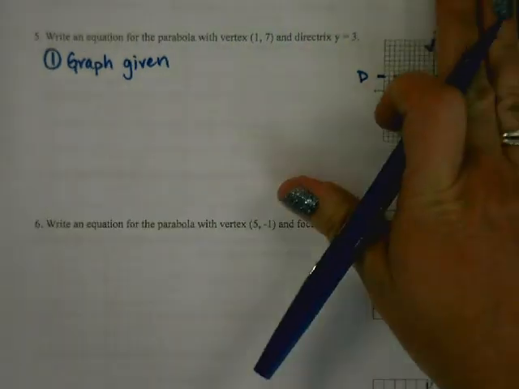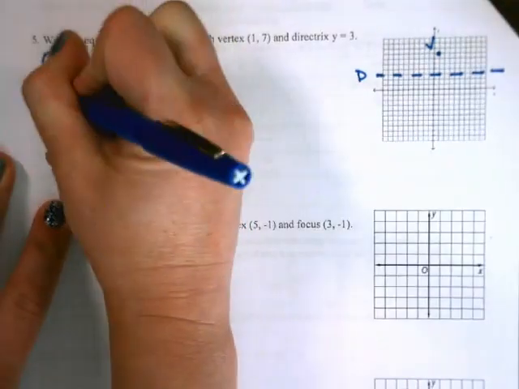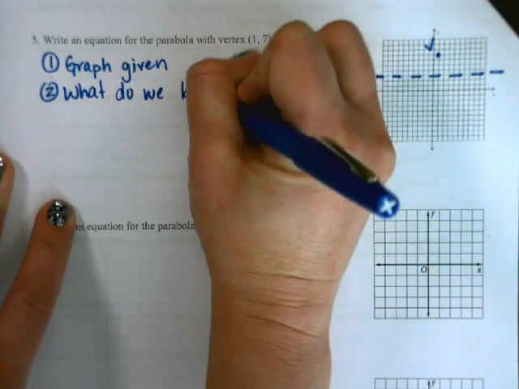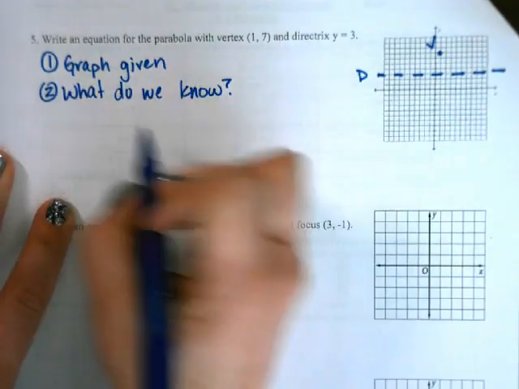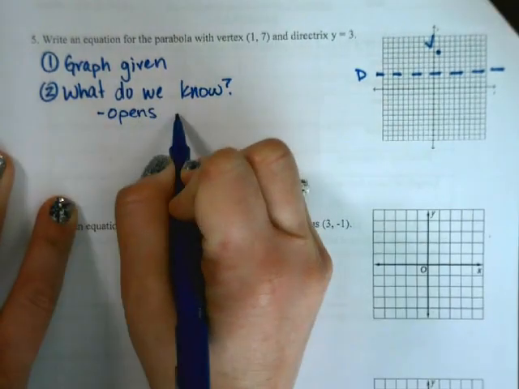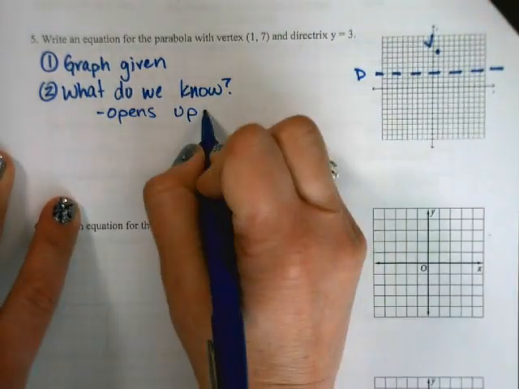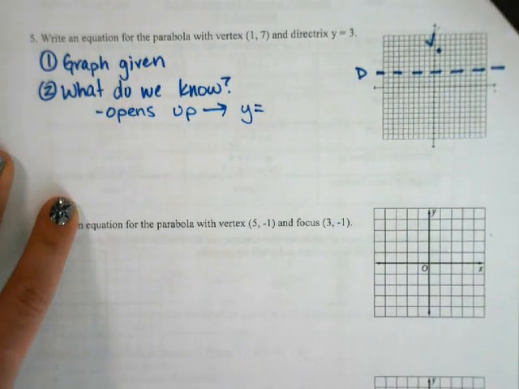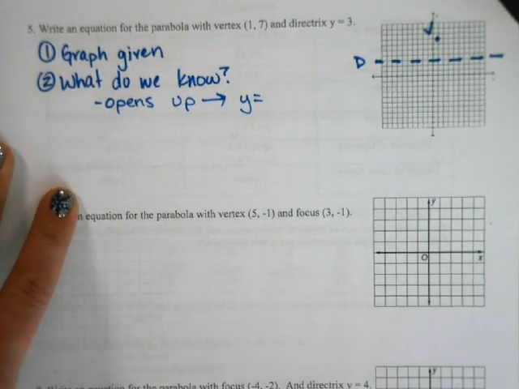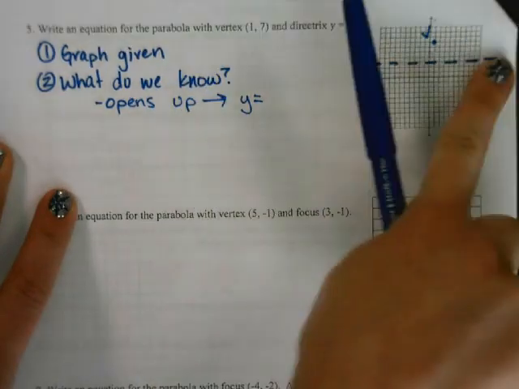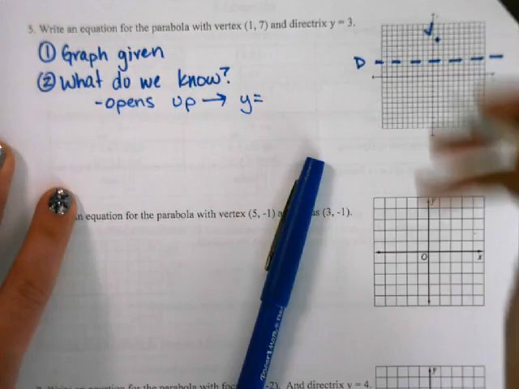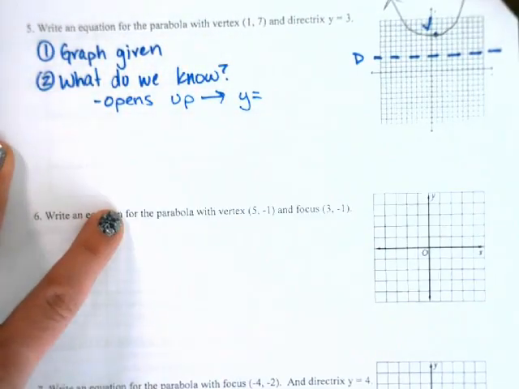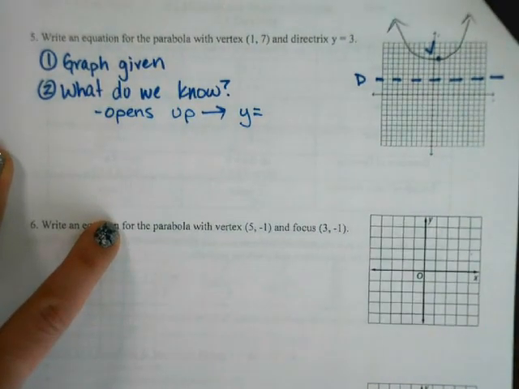Okay, so look at that picture. What do we know? Looking at it, now we know it opens up. And if it opens up, then we know it's a y equals an equation, right? It has to open up because it'll never touch this directrix. So this guy, here's my vertex, he looks something like that. I don't know how fat he is, but something like that, right? He's going to open up because I can't ever touch my directrix.